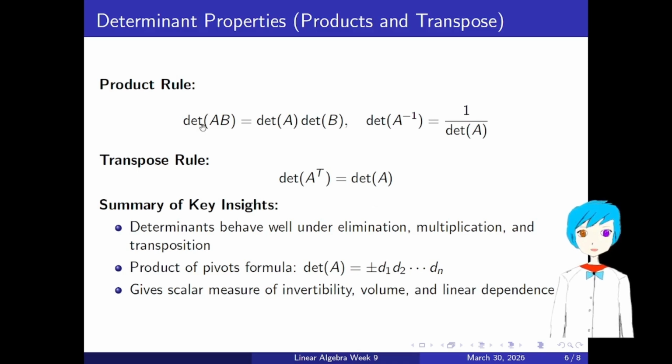The determinant of the product of two matrices equals the product of the determinants of those two matrices. Then we can deduce that the determinant of the inverse of a matrix is 1 divided by the determinant of that matrix. If we transpose one matrix, then the determinant of A transpose equals the determinant of A. So the determinant behaves well under elimination, multiplication, and transposition.